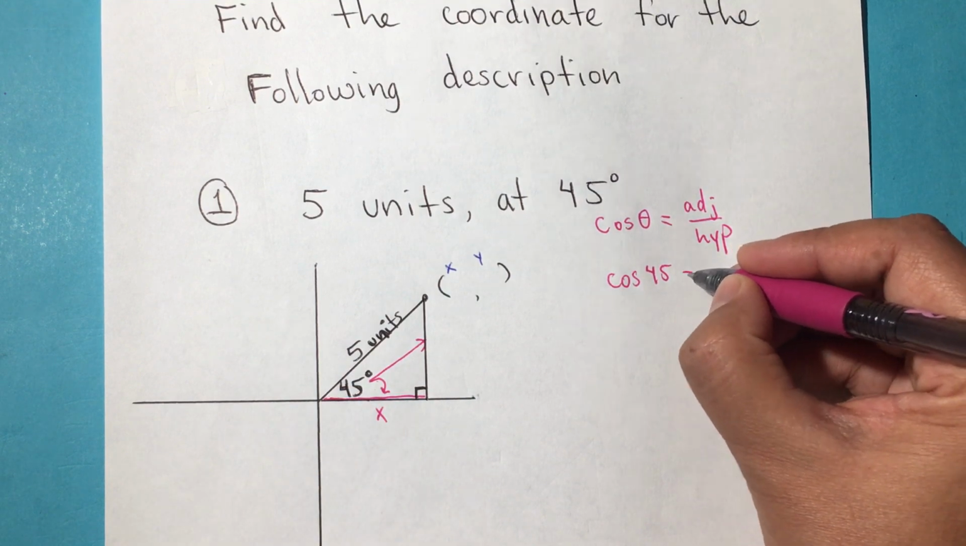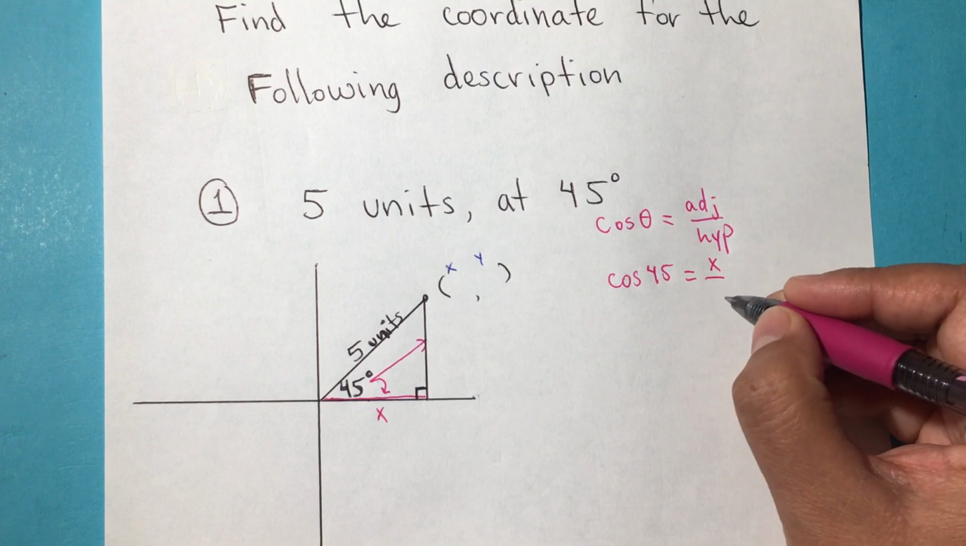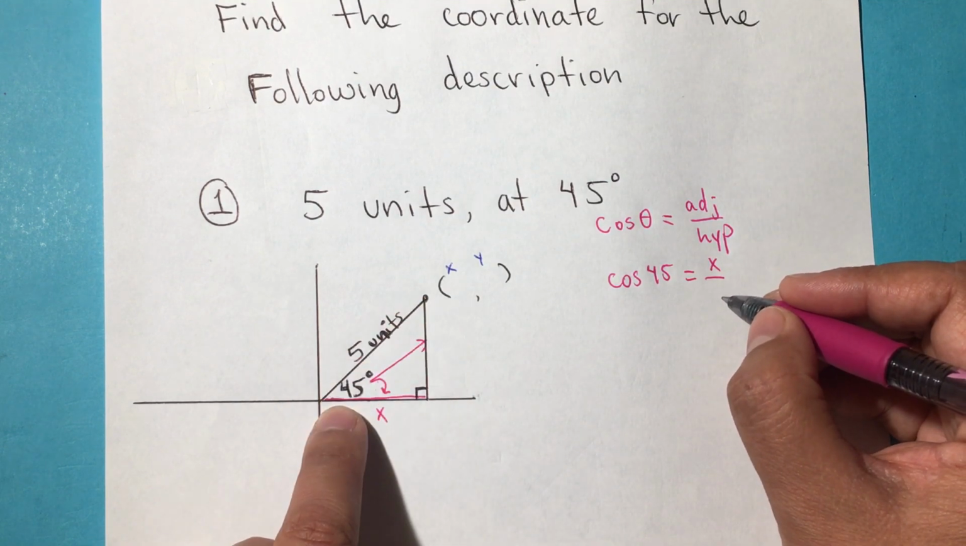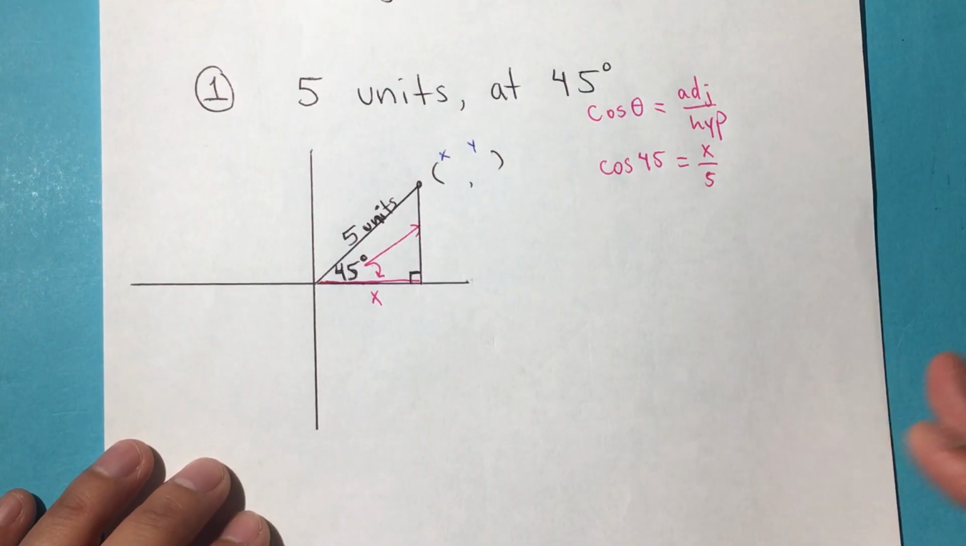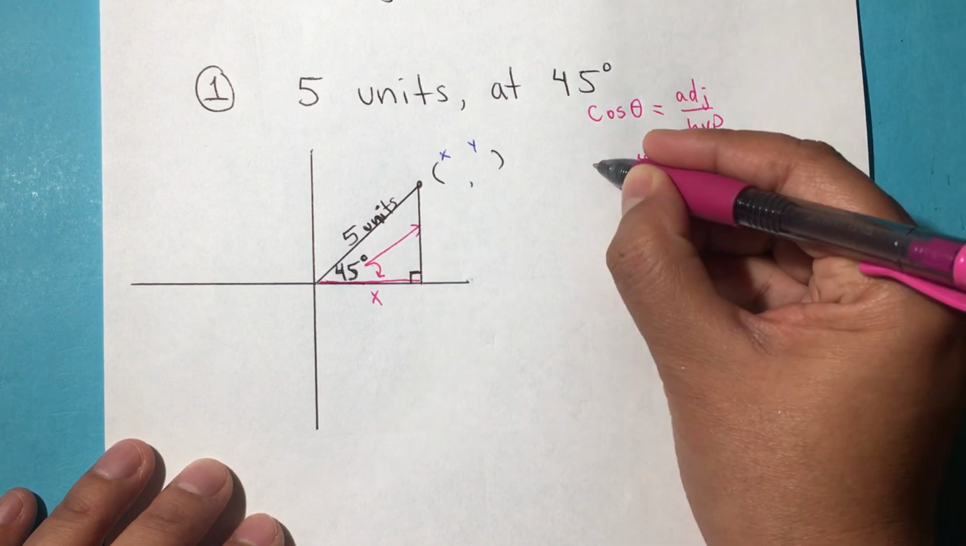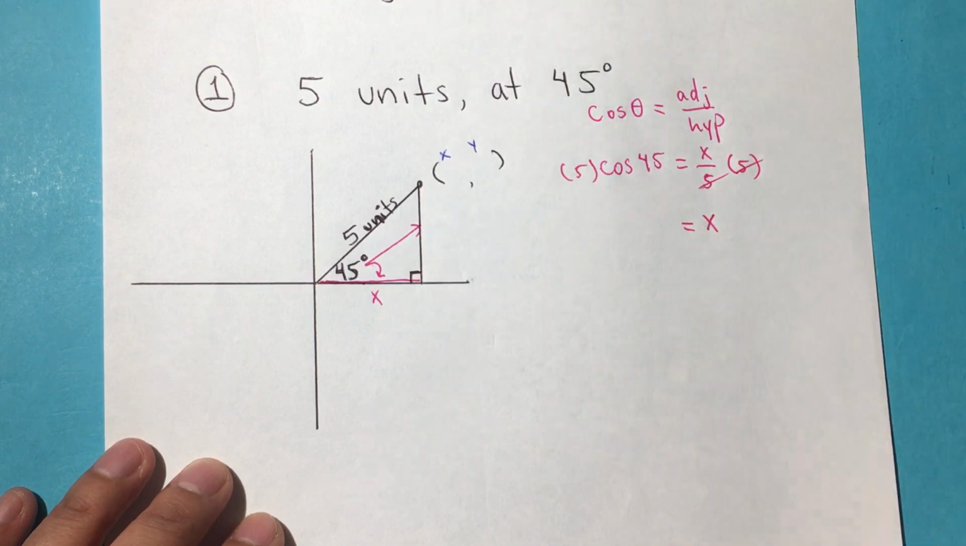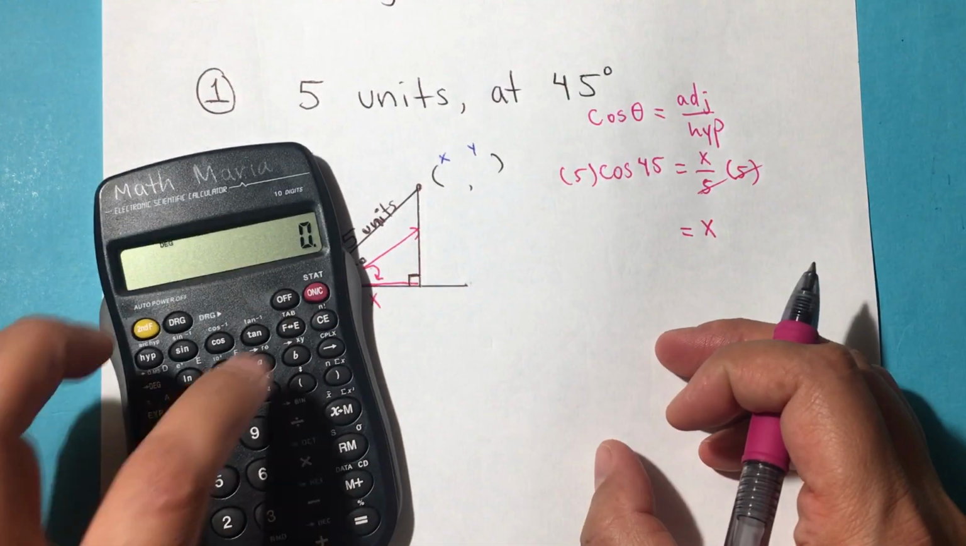So cosine of theta is going to be the angle measurement, which is 45 degrees. Adjacent is x, divided by the hypotenuse, which is 5 units. And here, now we're going to cancel. If we're dividing by 5, we're going to multiply by 5 on both sides. This cancels, and now we're going to get our value for x.